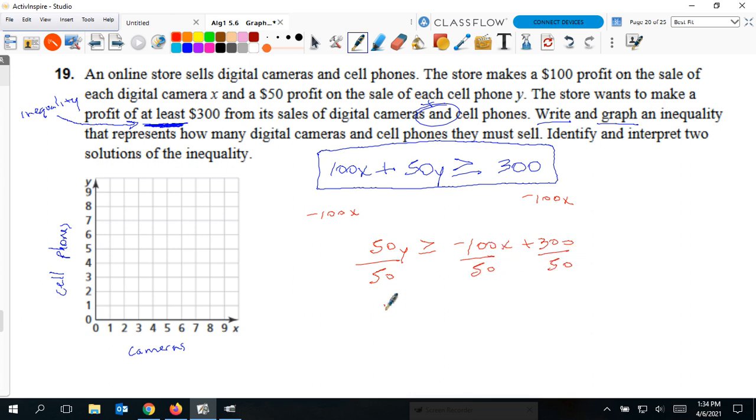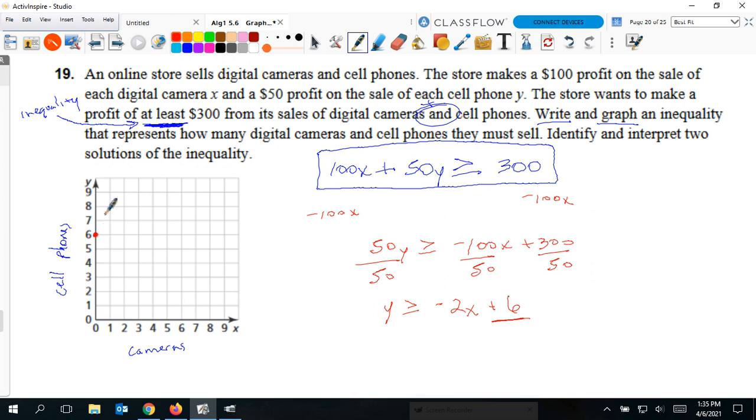So y is greater than or equal to, here this is going to be a negative number, and 100 divided by 50 is 2, so it's negative 2x. 300 divided by 50 right there is 6, so it's 6 then. And you can see these are all out in just number form here. So we see 6 for the y-intercept, that's our y-intercept number. So we're going to graph 6 first on the y-axis.